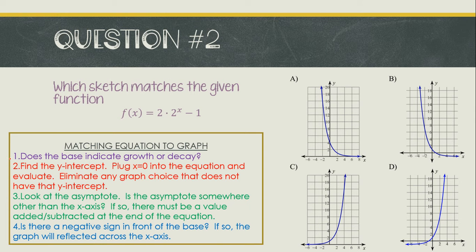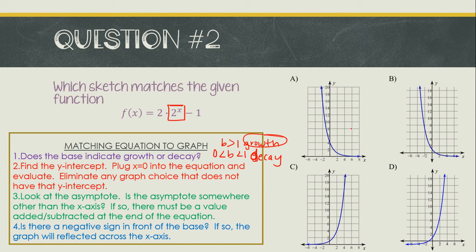So the first question, does the base indicate growth or decay? Remember, your base is the number that's with your exponent, your variable as an exponent. So this 2 right here, that 2 is my base, okay? And if my value of b is greater than 1, I'm showing growth. If my value of b is between 0 and 1, so it's a fraction that's less than 1 but greater than 0, that's going to be decay. So in this case, since my b value is 2, I'm going to show growth.